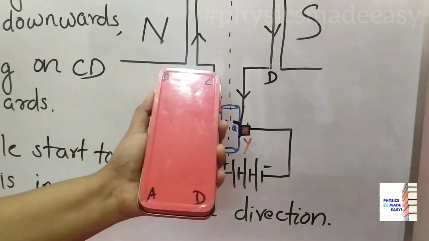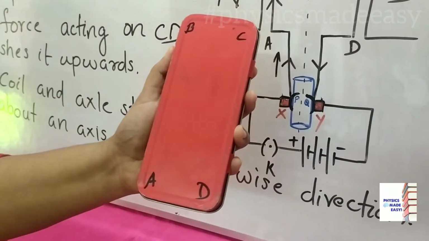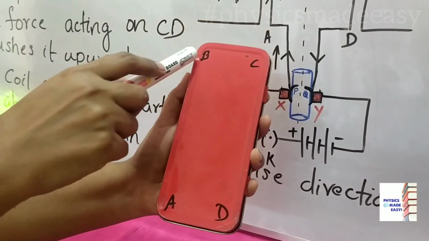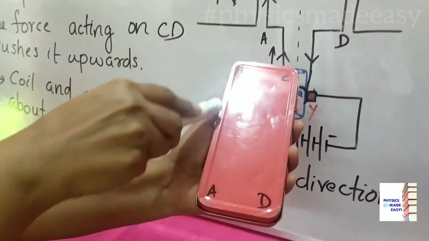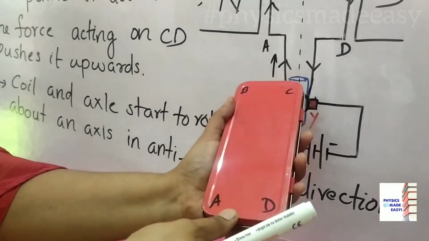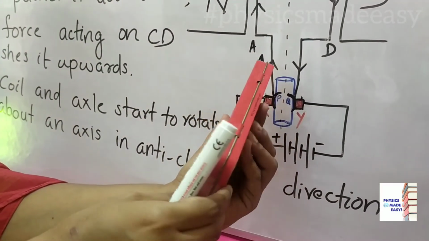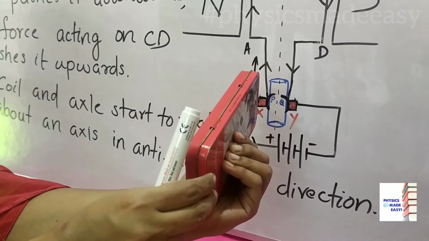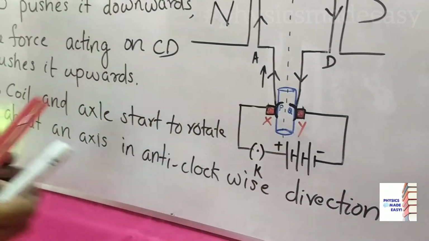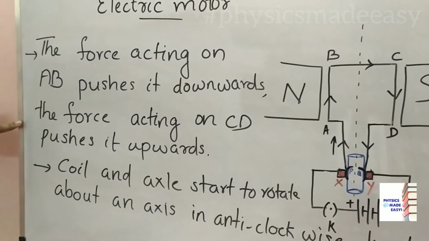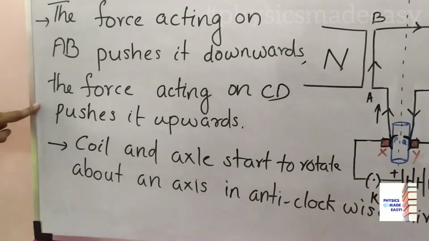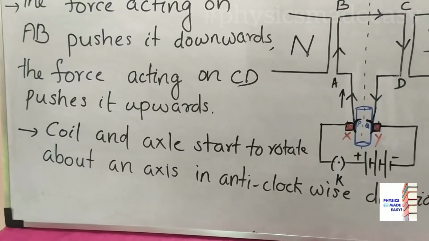Listen children, this is not a coil, you just imagine. If this is a coil, you can see A, B, C, D now. So AB will move downwards, then CD will move upwards. The force acting on AB pushes it downwards and the force acting on CD pushes it upwards. Then what will happen?